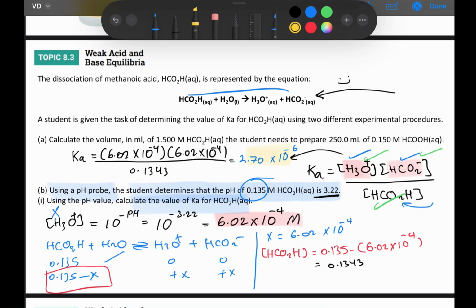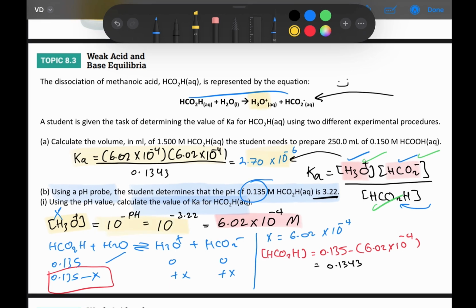I just want to remind you of what we did. First of all, we took the antilog to calculate the concentration of H3O+. The concentration of H3O+ is the same as the conjugate base. We applied the RICE table. Since the value of x is known, I have to subtract it from the molarity of the weak acid. We got the new molarity of the weak acid, and then we substituted it, and we got the value of 2.7 times 10 to the power negative 6.